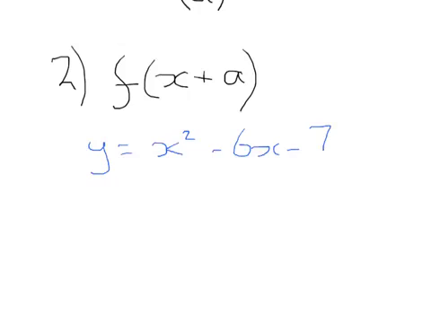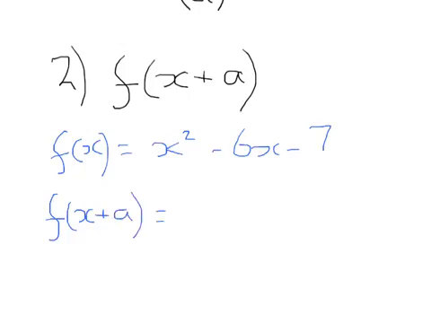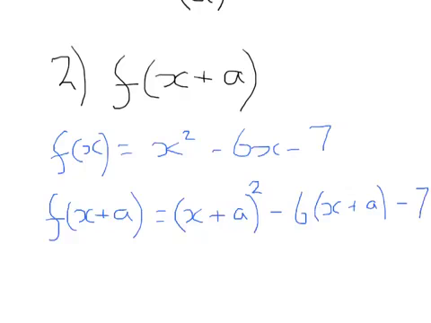in fact, I'm going to just change the notation. This is going to upset some of you for your notes. If our original function was f of x equals this, then f of x plus a should equal, well, I'm going to add a to every x. So wherever I see an x, instead of x, I'm going to write x plus a, minus 6 lots of x plus a. You probably noticed that first one should have been squared. So then minus 7.